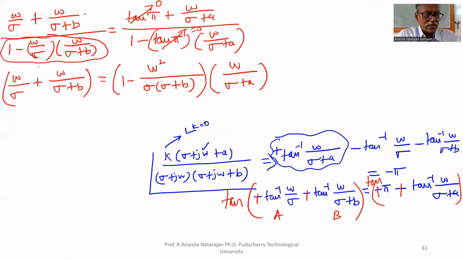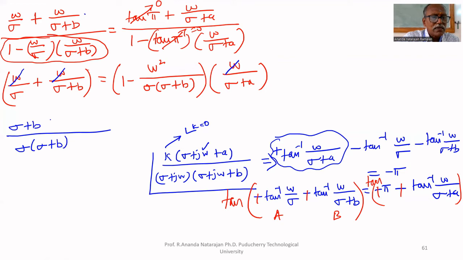I can cancel this omega. If you take omega outside, this omega and this omega will get cancelled. LCM, sigma plus B. Here you will get sigma plus B plus sigma on the left hand side.